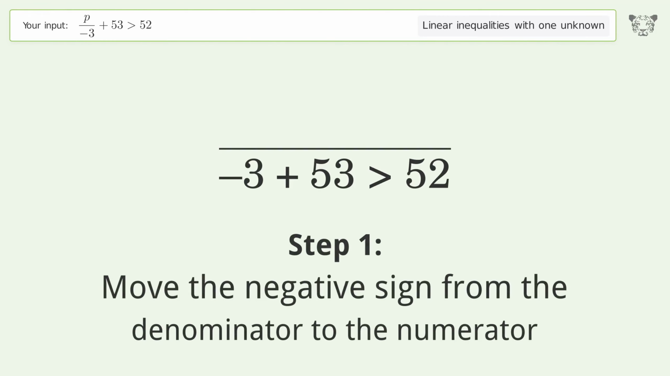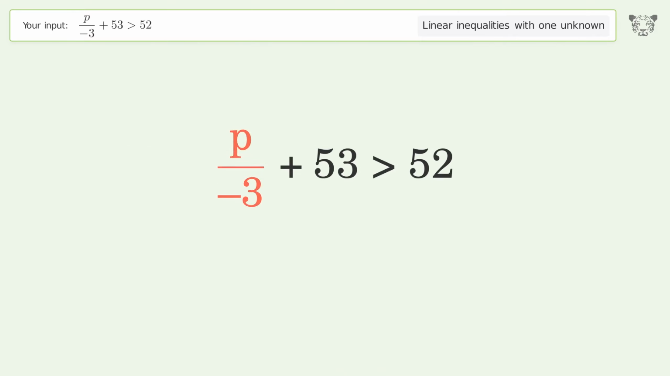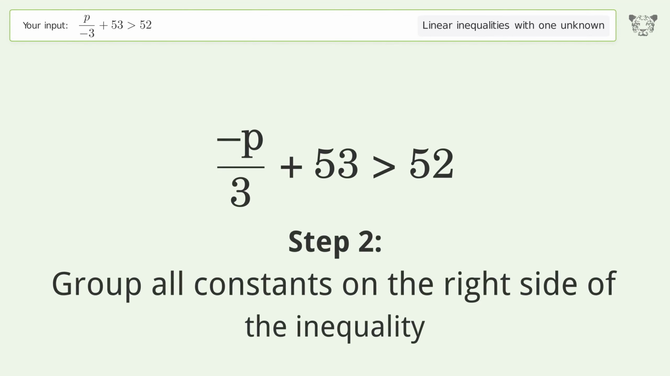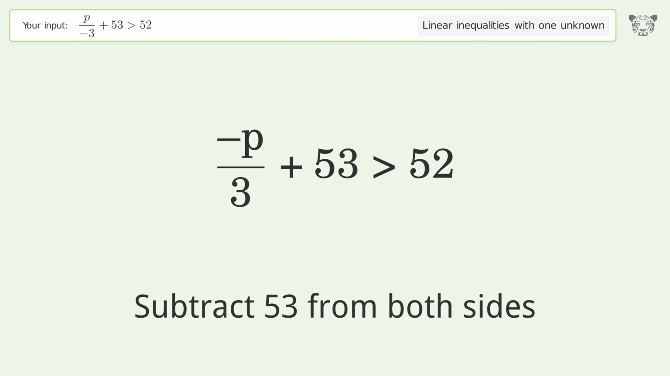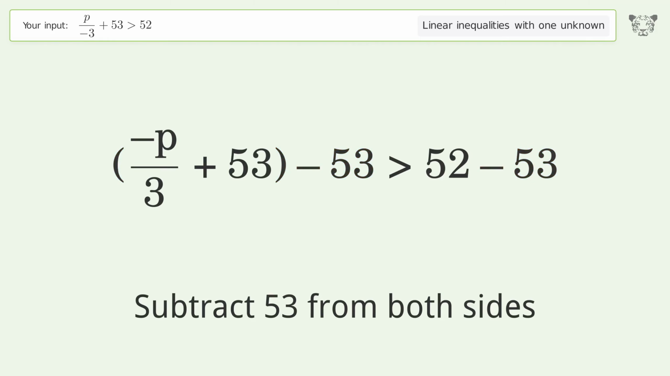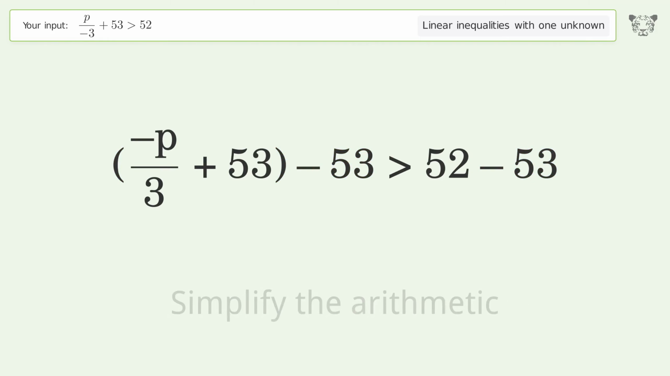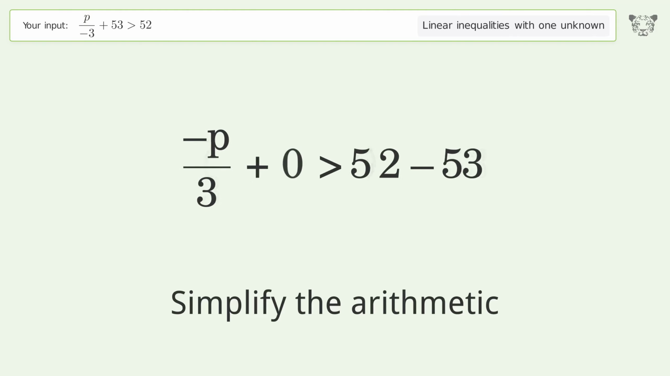Move the negative sign from the denominator to the numerator. Group all constants on the right side of the inequality. Subtract 53 from both sides. Simplify the arithmetic.